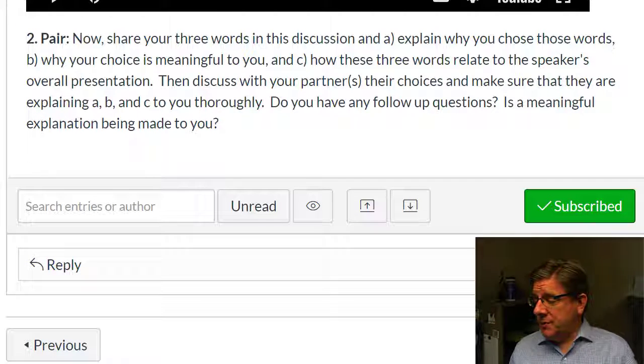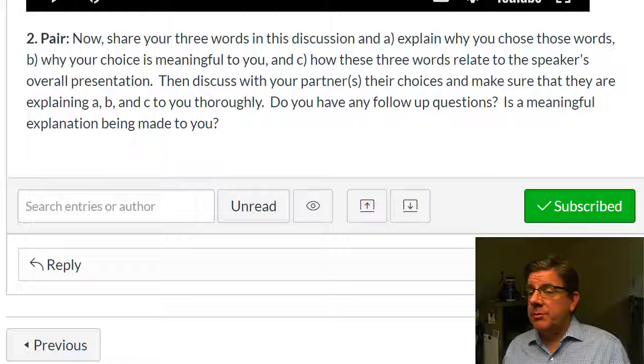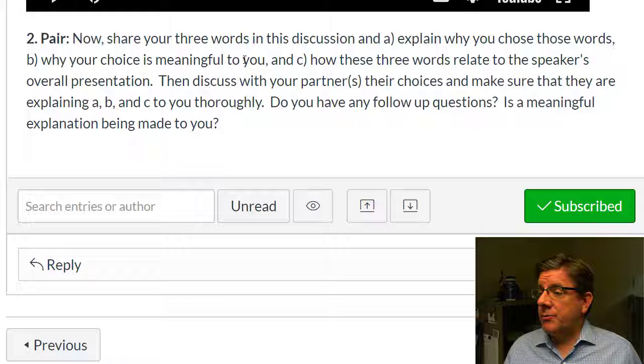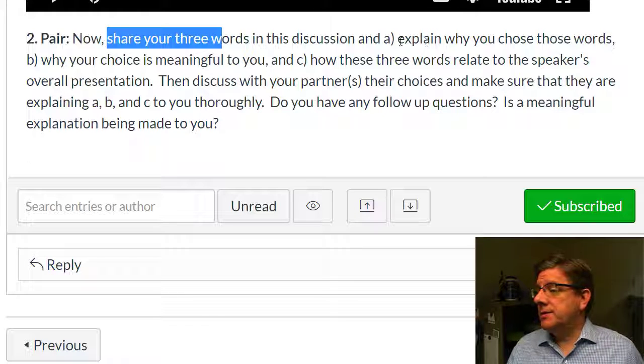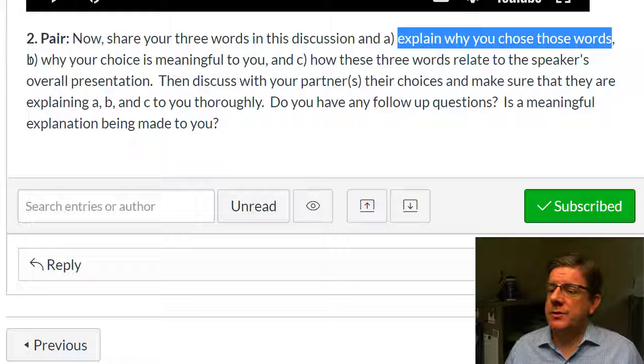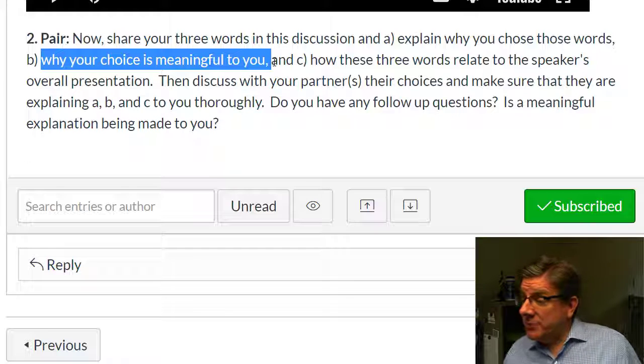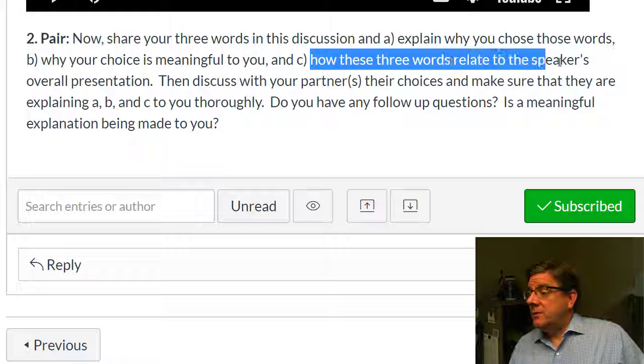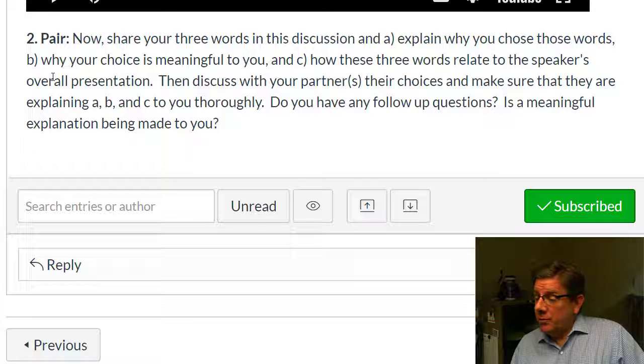Okay, so step 2 is simply to pair and share with your group. This is obviously a discussion in Canvas. They need to explain the 3 words that they chose, so they need to share the 3 words. They need to explain why they chose those words, why your choice is meaningful to you. They're having a discussion, right? How these 3 words relate to the speaker's overall presentation.